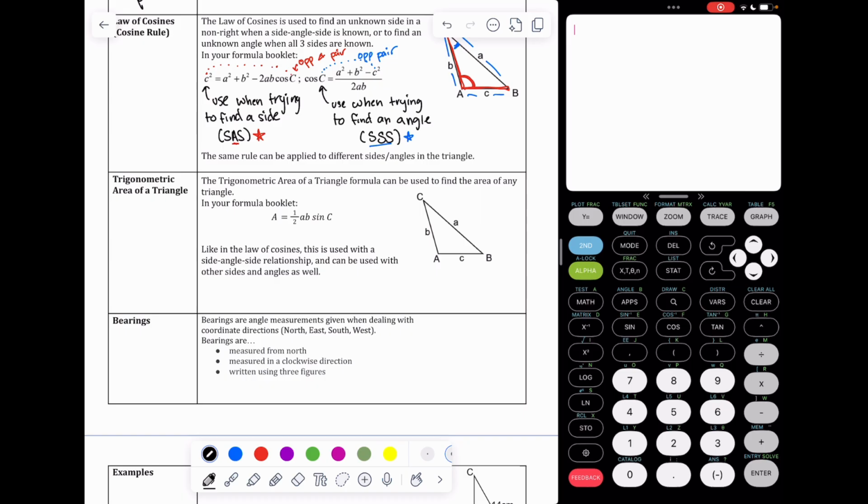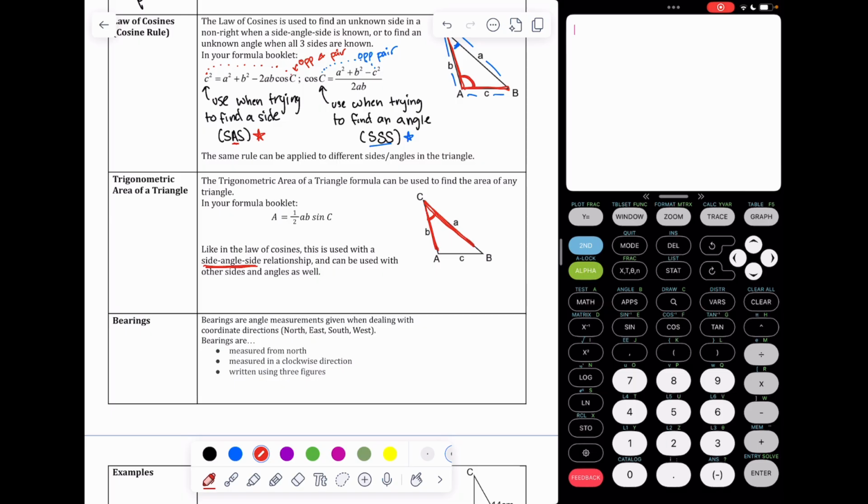Often it can be a lot of work to calculate the height of a triangle if that's not what we're given. So anytime the info that we're given is side, angle, side, so that was just like above, any side, angle, side, like it could be this right here, that will help us find the area of a triangle. We just have to substitute right in.